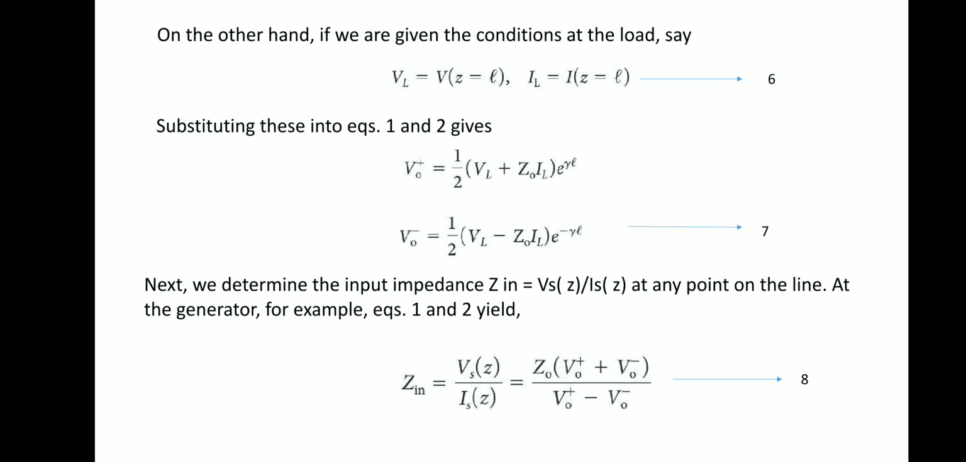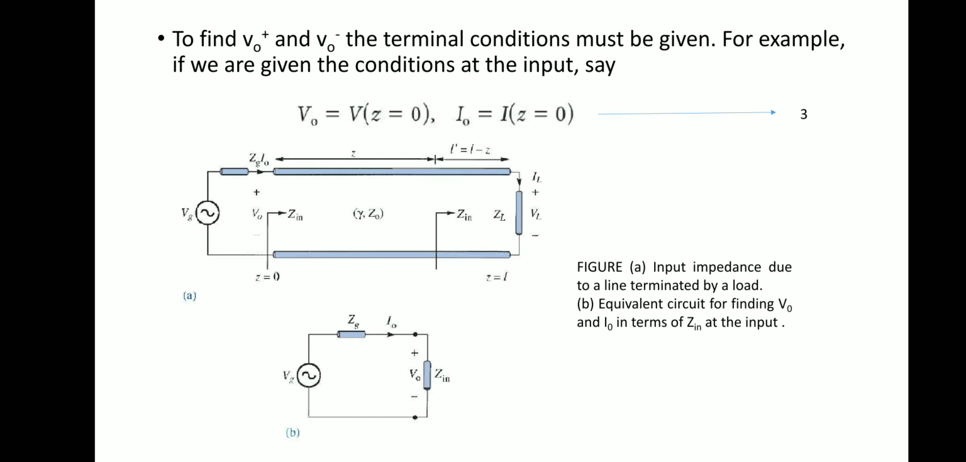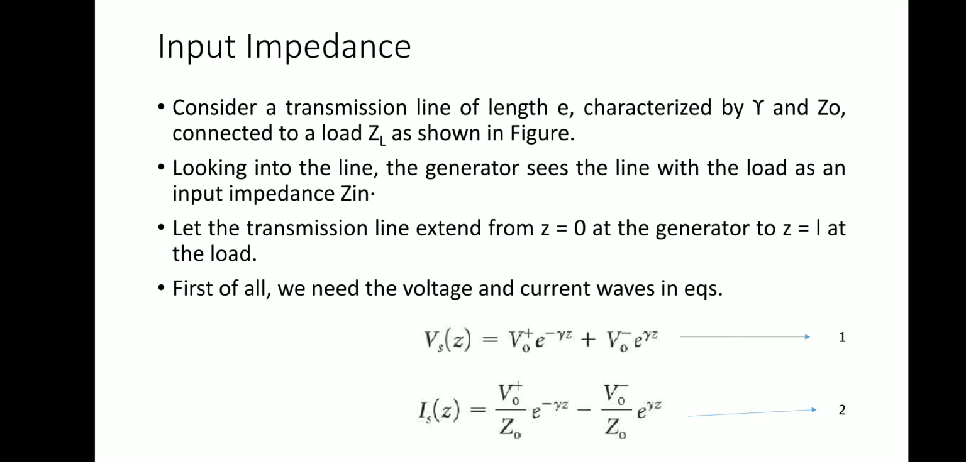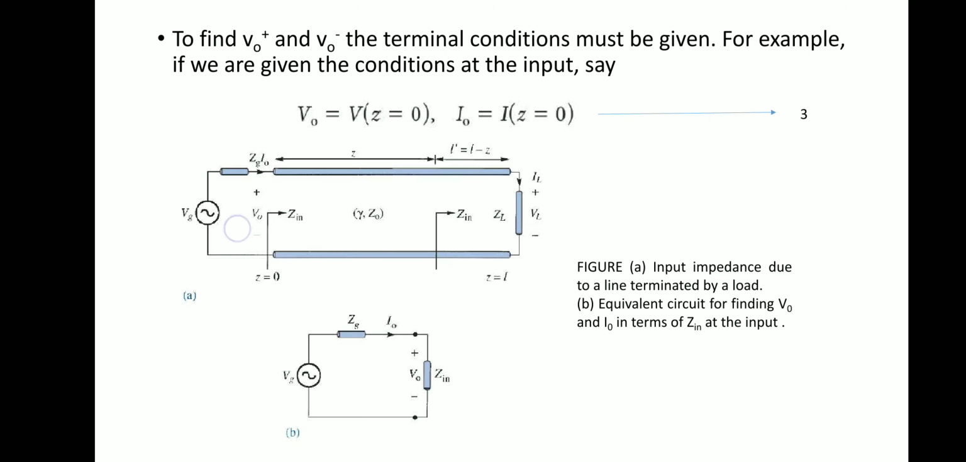On the other hand, we can take another condition to find Zin. For that, we apply the terminal condition at the load side. At the load side, the voltage is VL and the current is IL, and Z becomes L. Applying this condition, VL is equal to V0 plus e raised to minus gamma L plus V0 minus e raised to gamma L. Similarly, IL is equal to V0 plus by Z0 e raised to minus gamma L minus V0 minus by Z0 e raised to plus gamma L.